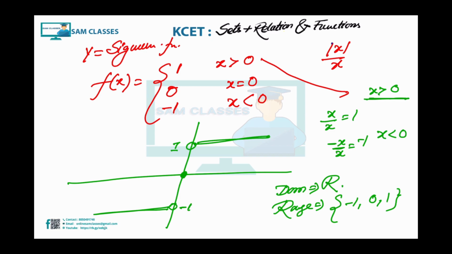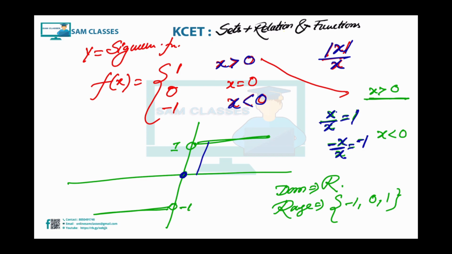So what we have done here: the signum function is nothing but mod of x by x. When x is greater than 0, mod x will open as x. So x divided by x will be what? 1. When x is less than 0, just now we learned in the properties of the mod that it opens as what? Minus x. So minus x by x is equal to what? Minus 1. Correct. And for 0, it is 0.